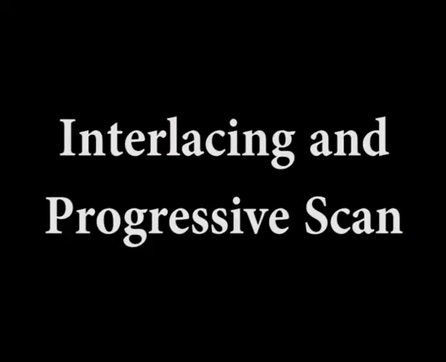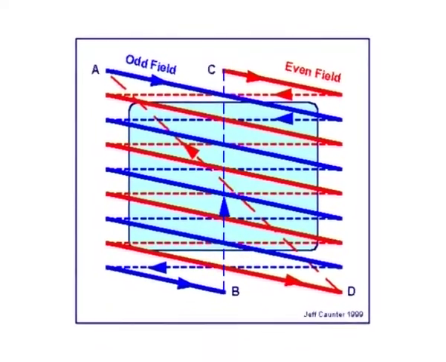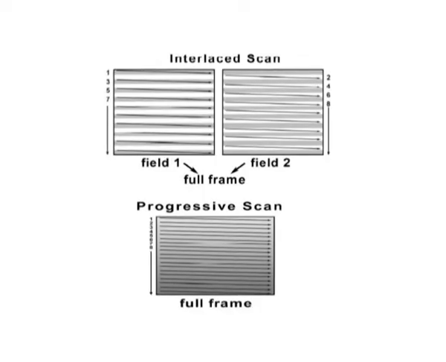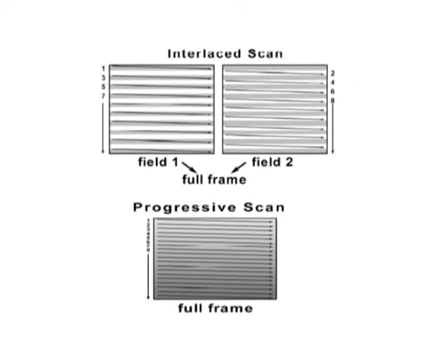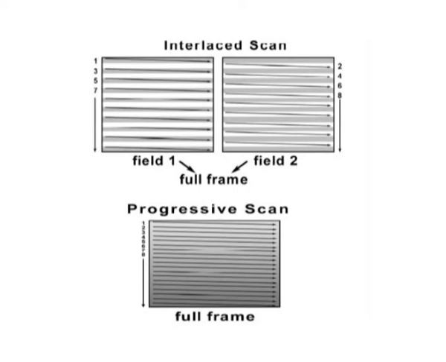Interlacing and progressive scan. The process of building a single frame from two fields is called interlacing, a technique that helps to prevent flicker on CRT screens. Computer monitors use a different progressive scan technology and draw the lines of an entire frame in a single pass without interlacing them and without flicker.